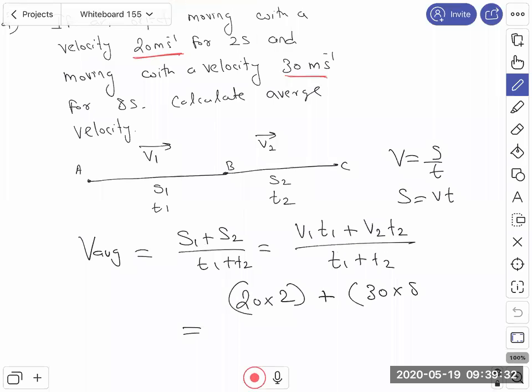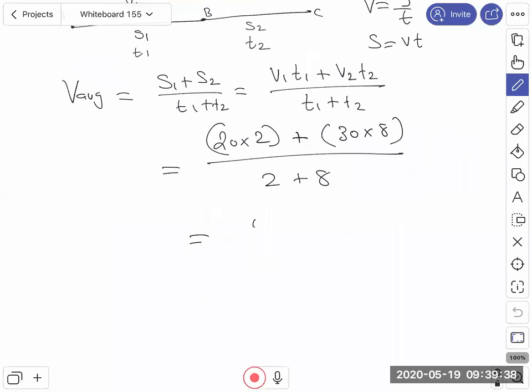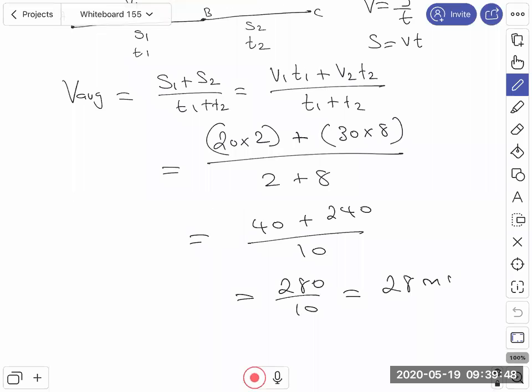This is 20 into 2 plus, velocity in second situation is given as 30 into time 8, divided by total time, that we can take as 2 plus 8, which is equal to 10. So this we can take as 40 plus 240, divided by 10, or you can take it as 280 divided by 10, so the answer is equal to 28 meter per second.